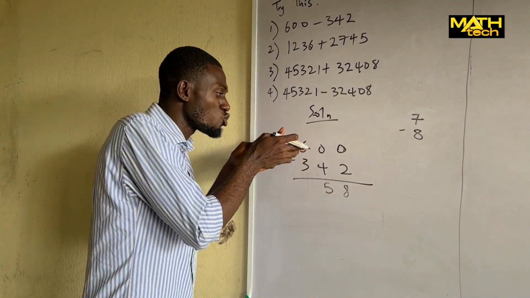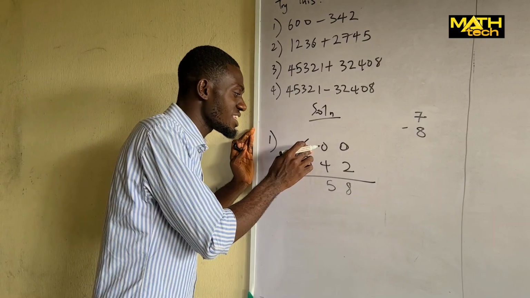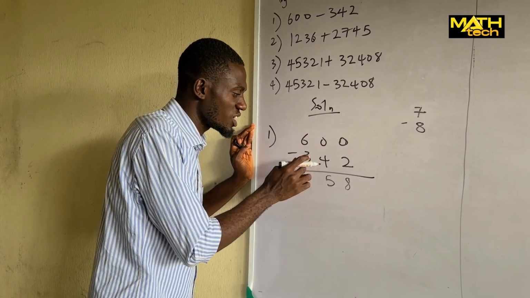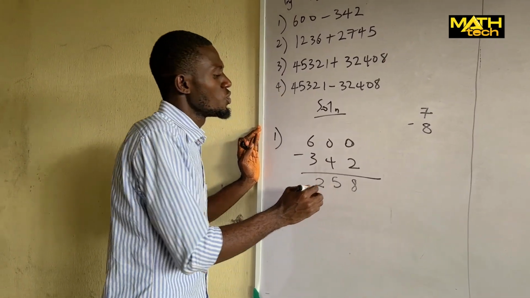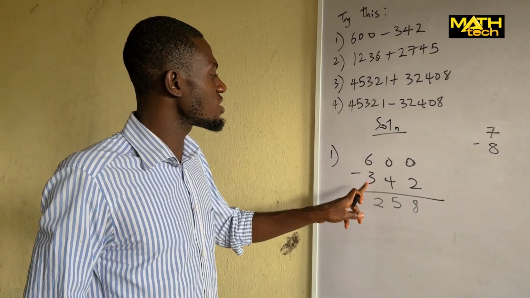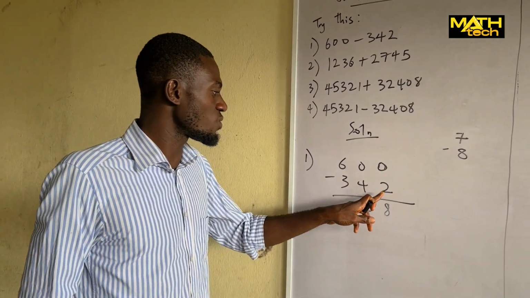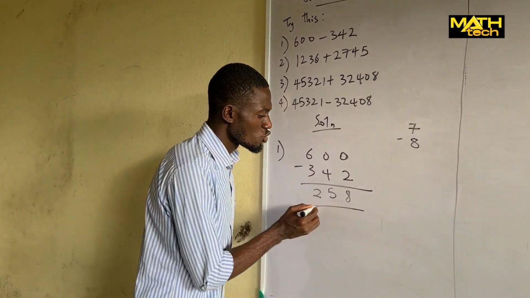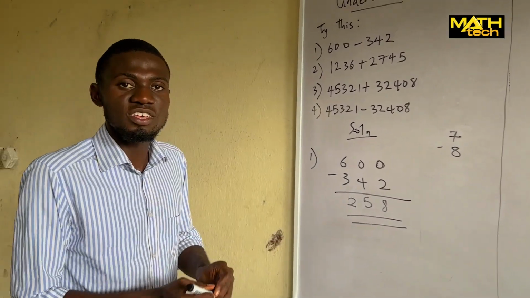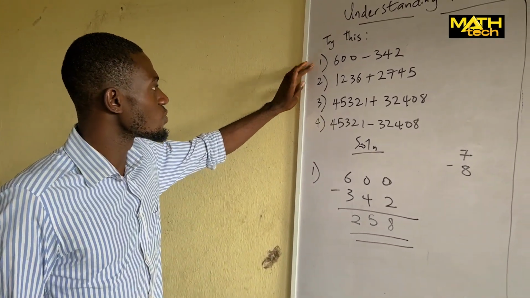So here is left with 5. Here, this was where the 1 came out from. So here is left with what? 5. 5 minus 3 is what? 2. So the value of 600 minus 342 is going to give us 258. So that is for question 1.